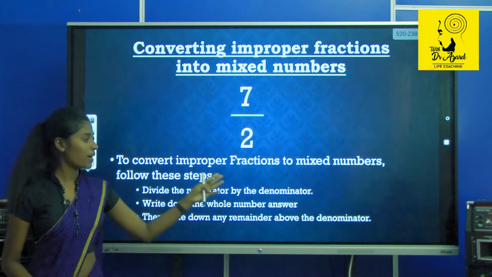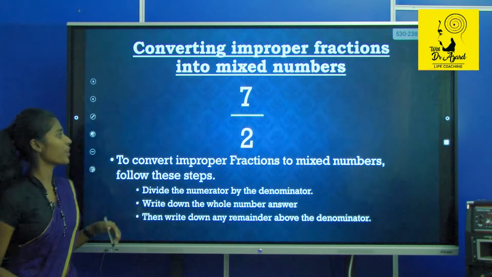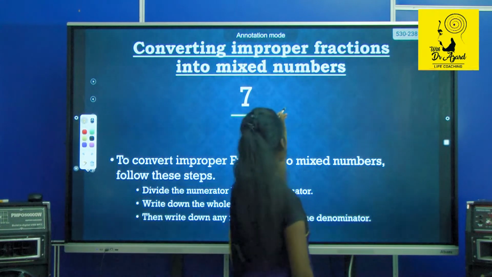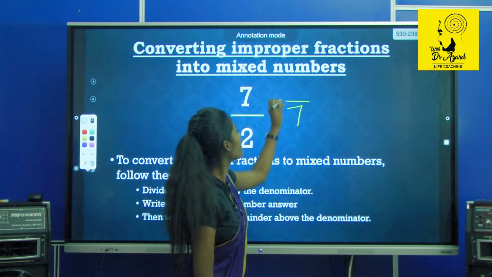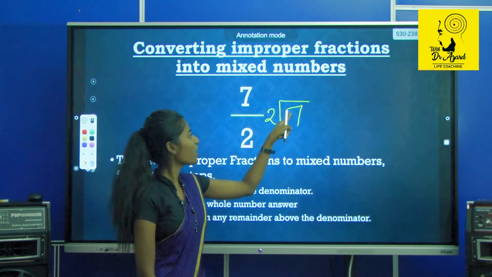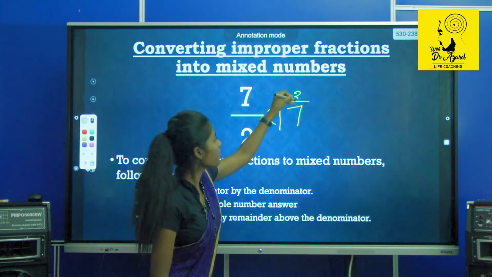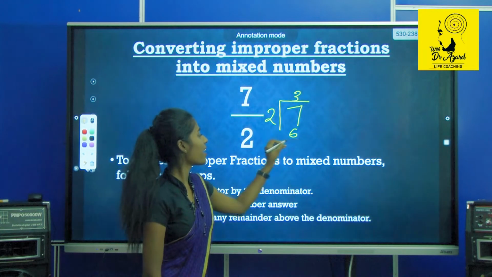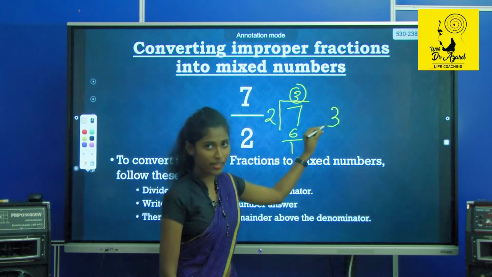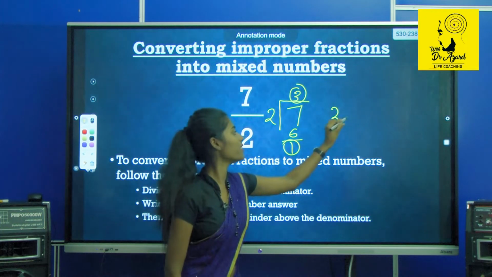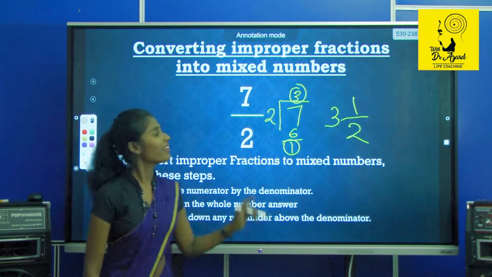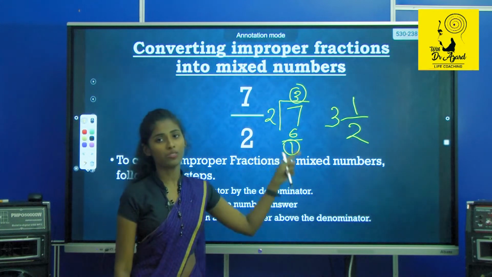Divide the numerator by the denominator. Let's see how can we do that. Divide the numerator by the denominator. How many 2's are there? 3 2's are there. 3 times 2, 6, and 1 is remaining. So, the answer should be the whole number and the remainder should be the numerator and denominator won't change. So, the answer is 3 and 1 over 2.